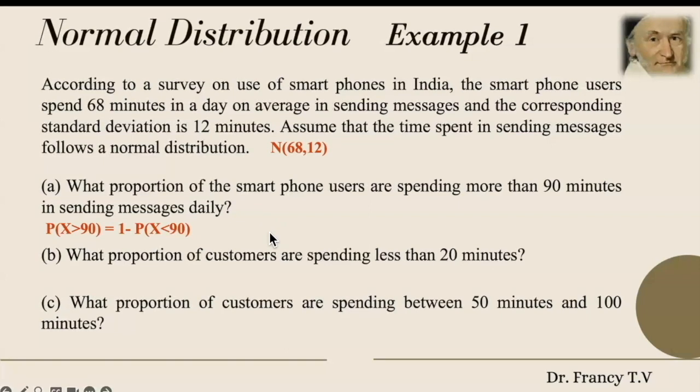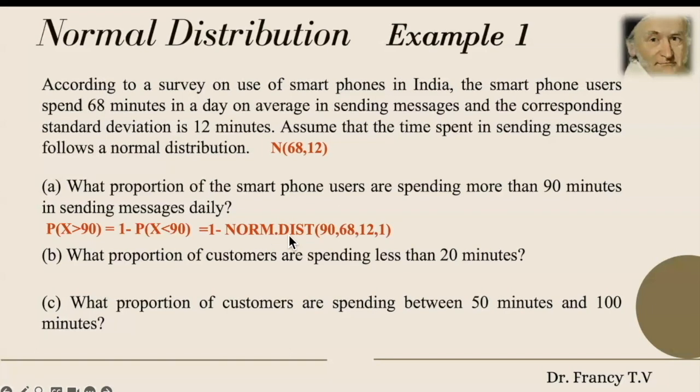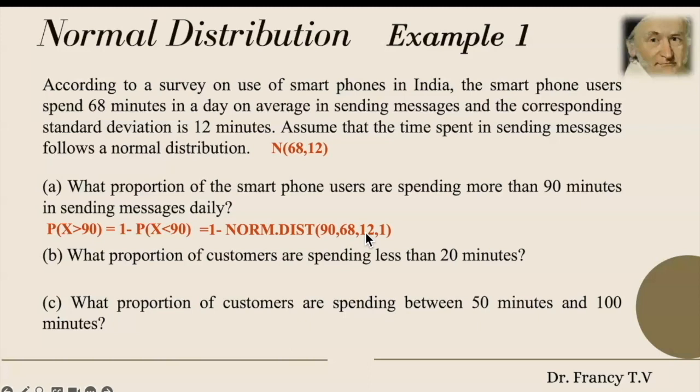So I can use the function as 1 minus the Excel function norm.dist. First argument will be 90, then the mean 68, then the standard deviation 12, finally the logical value 1. Using that function in Excel, we will get the final answer as equal to 0.0334.